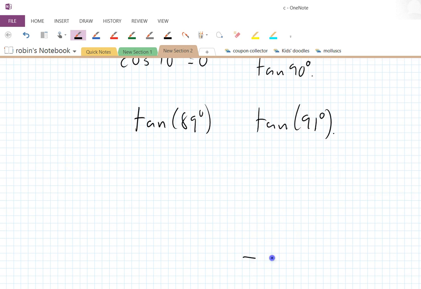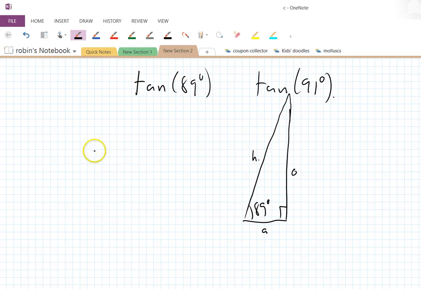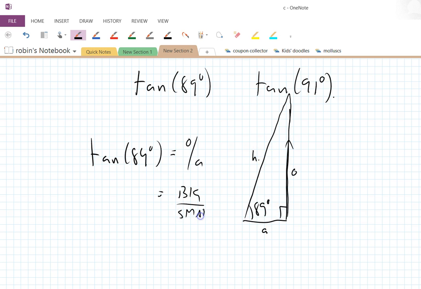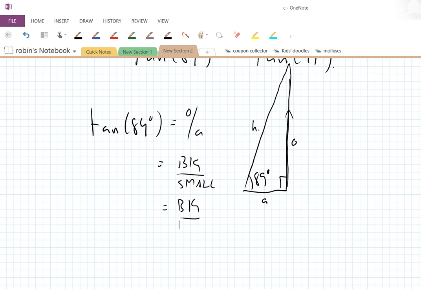Now, notionally at least, I won't be able to draw it perfectly, but we've got a very tall, thin triangle, and it should really go really, really high, and that's 89 degrees. Of course, it's not exact. So what have we got here? That's the opposite, that's the adjacent, that's the hypotenuse. So tan of 89 degrees is going to be the opposite over the adjacent, which is something big, because we've had to stretch this triangle really high, over something small. So that's a big number. So tan 89 is large.